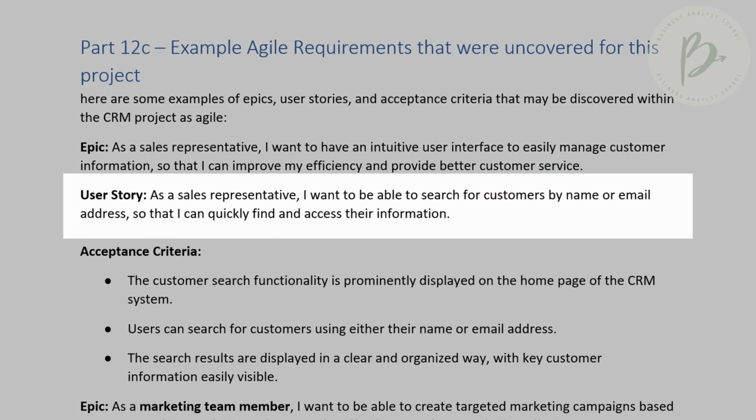So one user story here is that the sales rep wants to be able to search for customers by name or by email address so that they can quickly find and access the customer information. So for instance, maybe one of the processes is that a customer will get in touch with the sales representative to ask certain questions, or to be able to access their information. And in order for the sales representative to be able to answer the customer query, they need to find the current data held in the CRM about the customer so that they can then serve the customer with regards to the inquiries or the requirement that the customer needs.